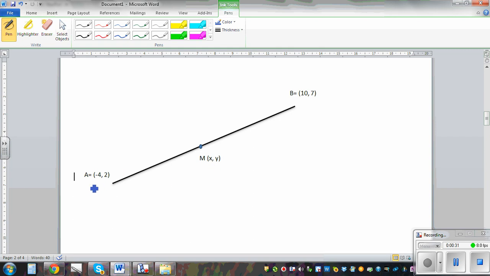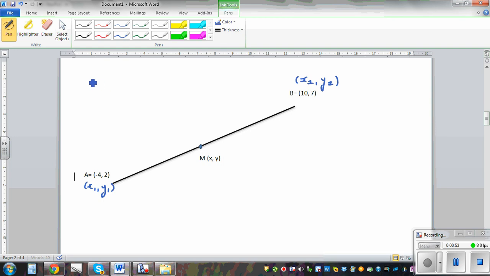The first thing that we need to do is label the point. So let me call A as x1 comma y1. What does this mean? Negative 4 is x1, 2 is y1. This I'm going to name as x2 comma y2. So basically, repeating it again, x2 is 10, y2 is 7.